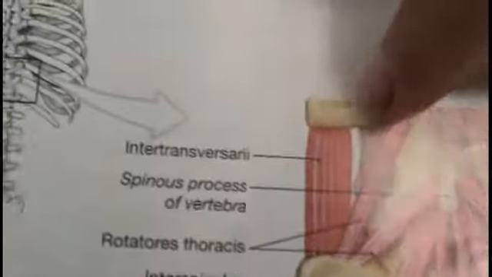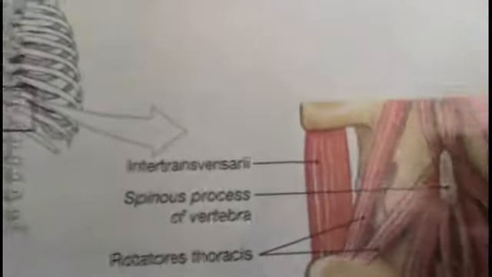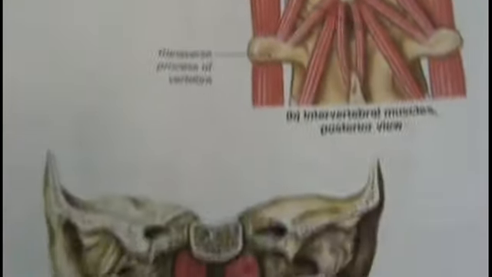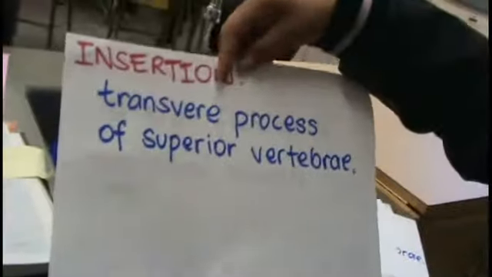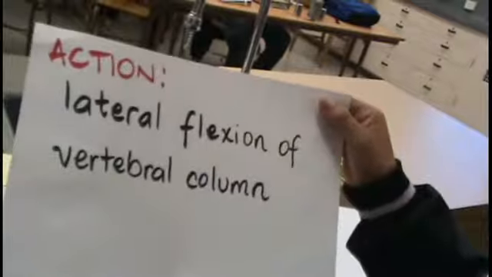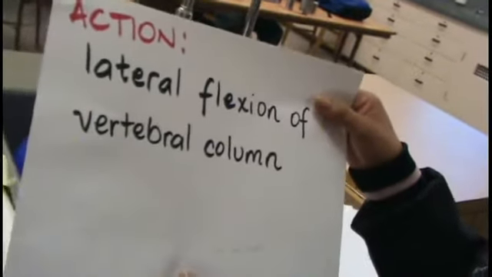My next one is intertransversarii. It's behind the transverse process of the vertebra, it is right here. The origin is the transverse process of each vertebra, and the insertion is the transverse process of the superior vertebra, and the action is lateral flexion of the vertebral column, like side to side.